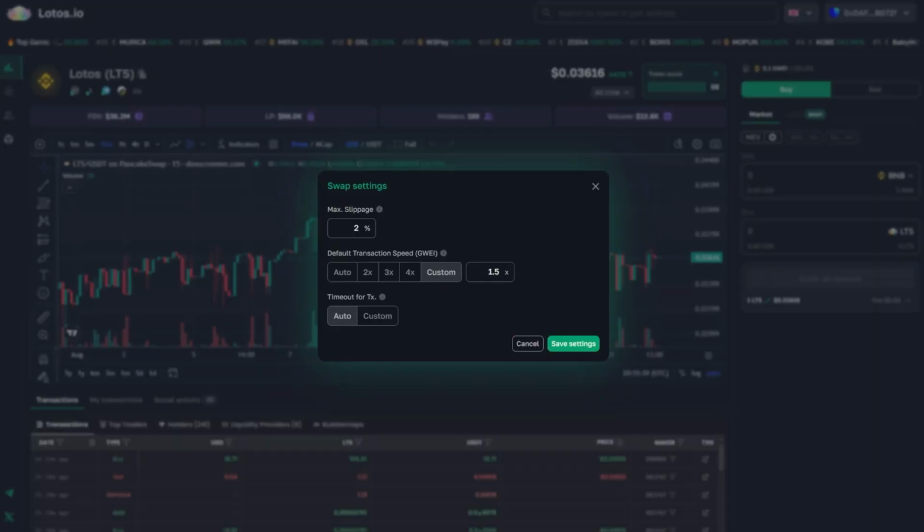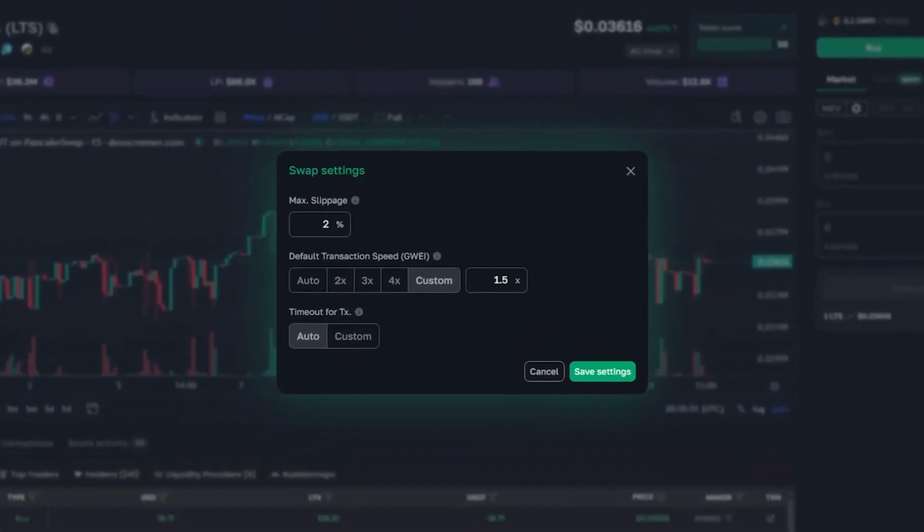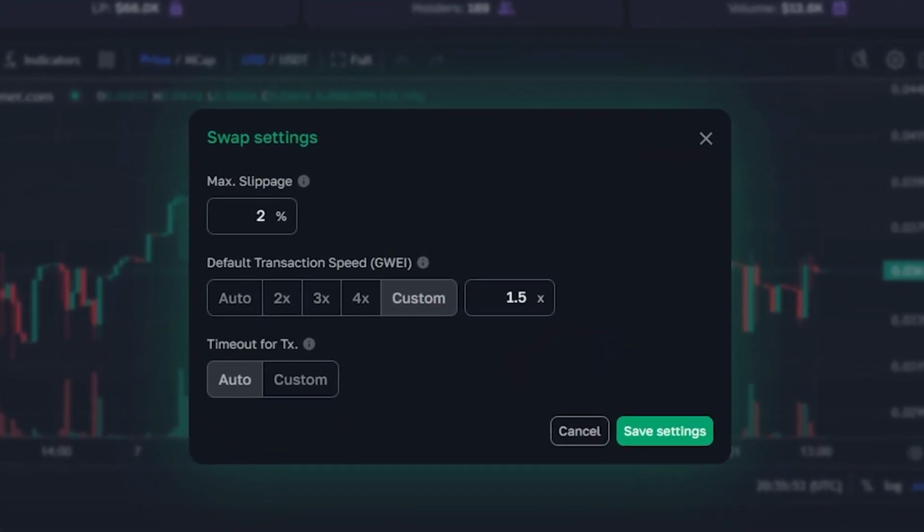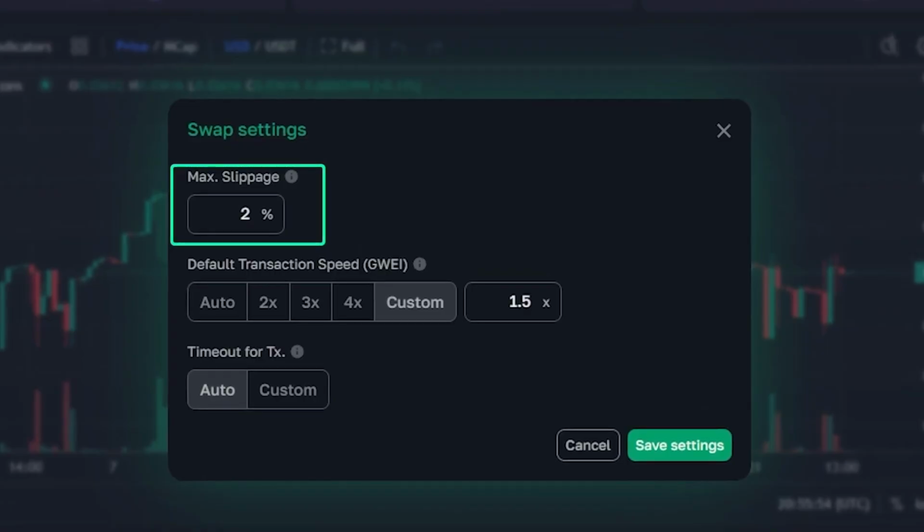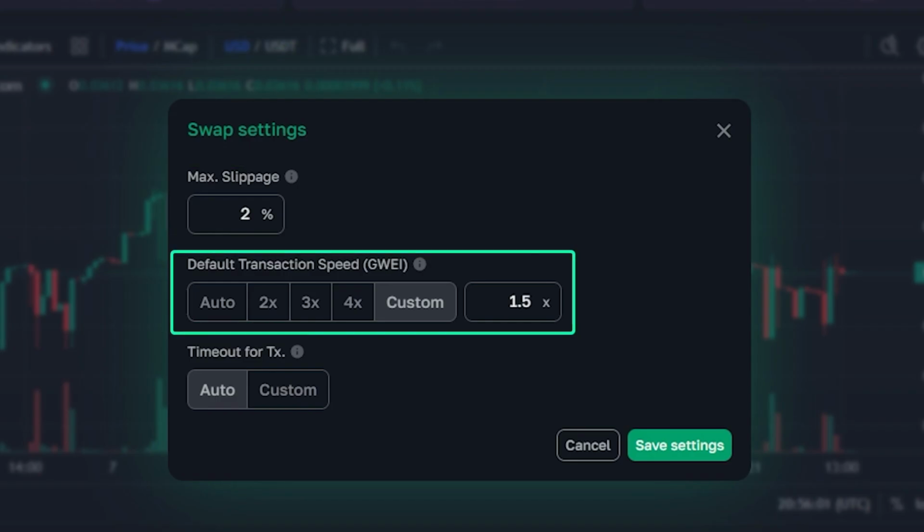When you click on the gear icon, Advanced Transaction Settings open. Here you can set the maximum slippage. This is the difference between the expected price and the actual execution price. You specify the percentage of deviation you are willing to accept. Choose the transaction processing speed, Gwei.